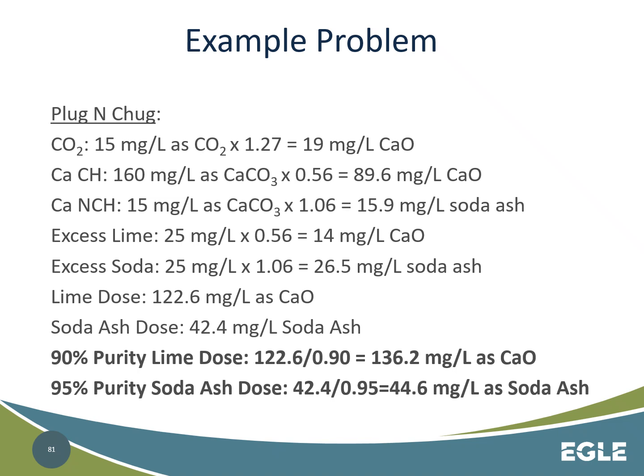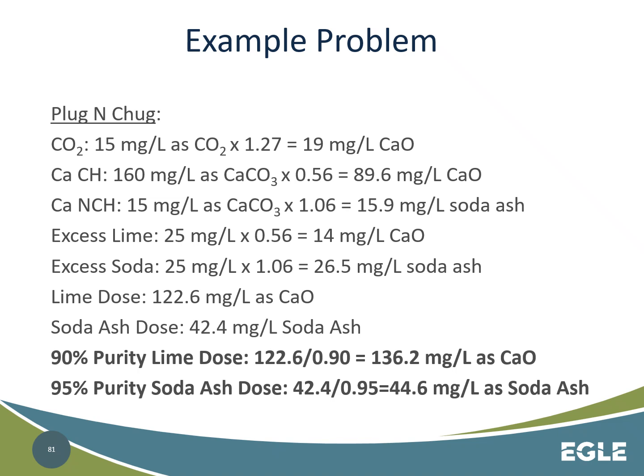No. Our problem statement called for excess lime, excess soda ash, and impurities in both chemicals, so now we need to calculate those. We were given the excess lime dose of 25 milligrams per liter as calcium carbonate, so we multiply this by our given ratio to get a lime dose of 14 milligrams per liter as quicklime. Similarly, for soda ash, we were given an excess dose of 25 milligrams per liter as calcium carbonate, so we multiply by the ratio for soda ash to get an excess soda ash dose of 26.5 milligrams per liter as soda ash.